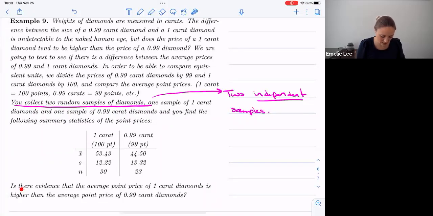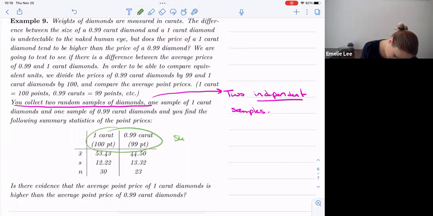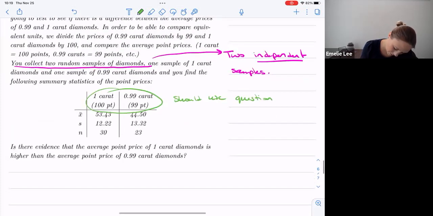But our question asks, is there evidence that the average point price of 1 carat diamonds is higher than the average point price of 0.99 carat diamonds? So we are just analyzing these differences. So we don't need to convert them back to per diamond prices. And that was the whole goal, right? And so here you've got your X1 bar, X2 bar, S1, S2, N1, N2, as long as you're consistent with group 1 and group 2, right, we should use question specific subscripts.